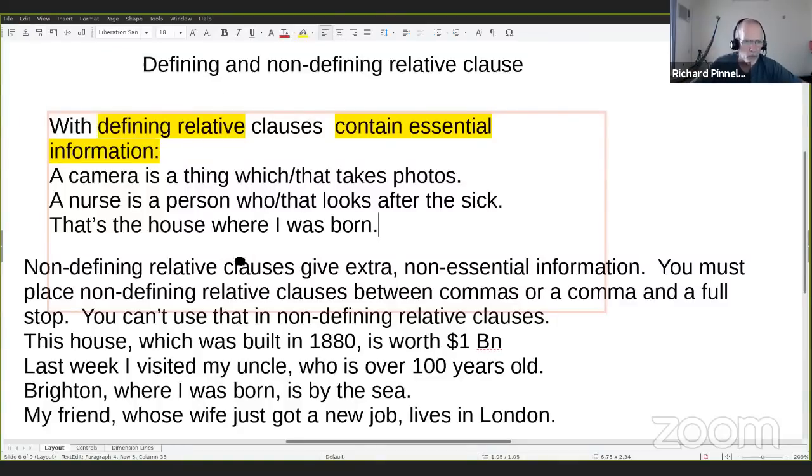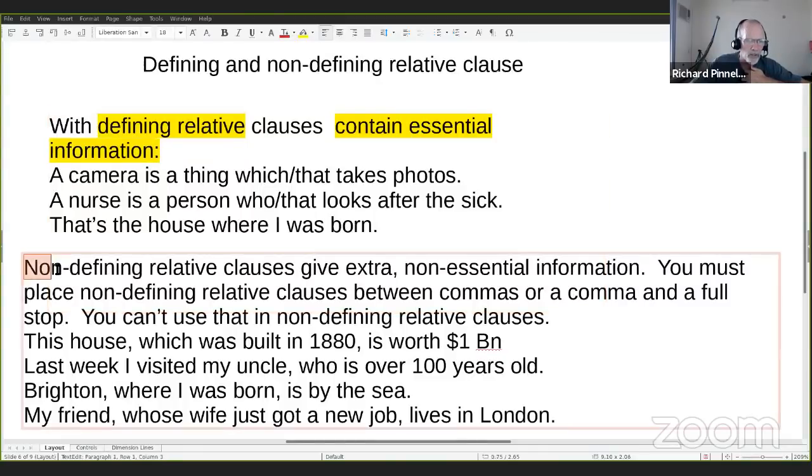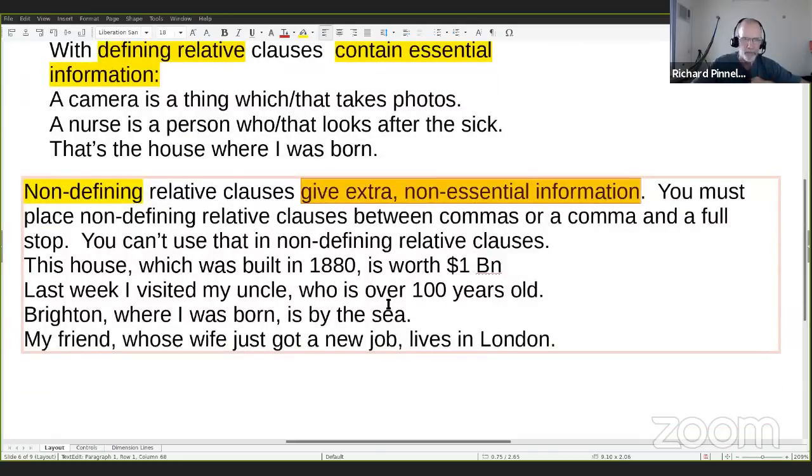But there is another type of relative clause, non-defining relative clauses. A non-defining relative clause, let's make that yellow, gives extra non-essential information. So these ones are more like adjectives. So with these ones, you must place non-defining relative clauses between commas or a comma and a full stop.